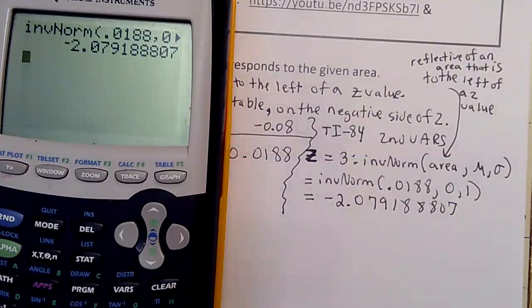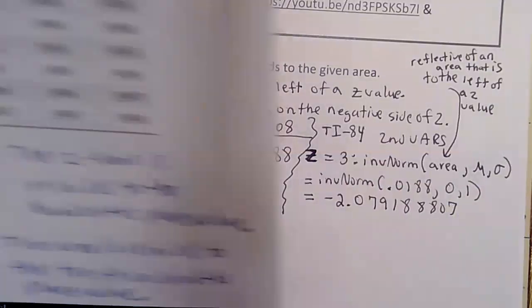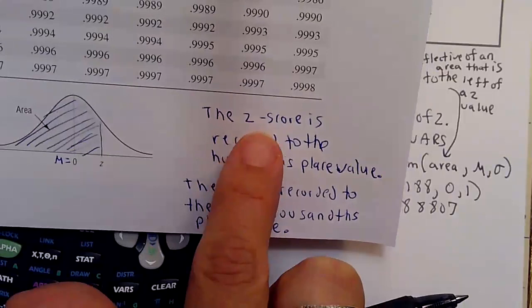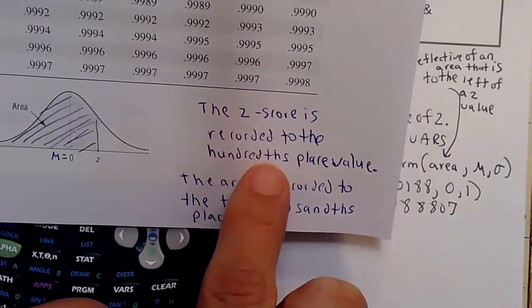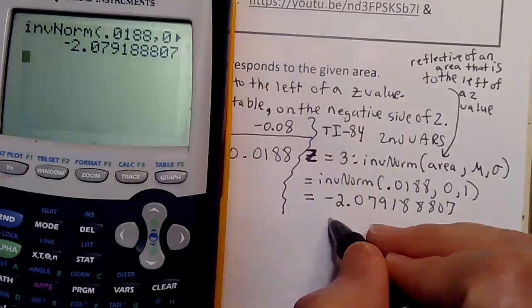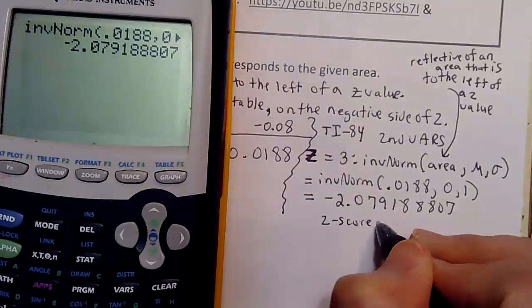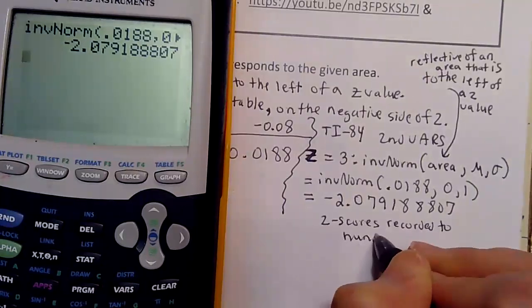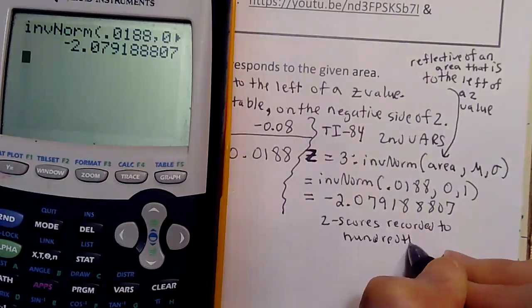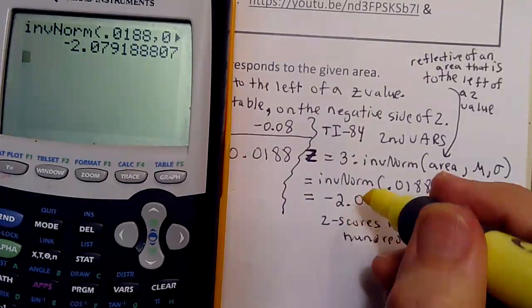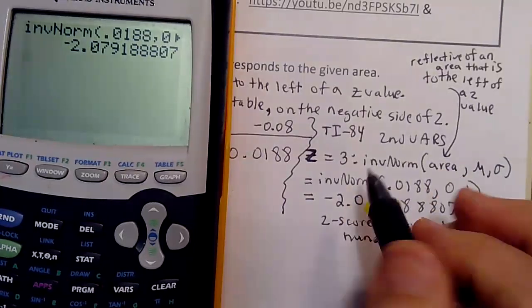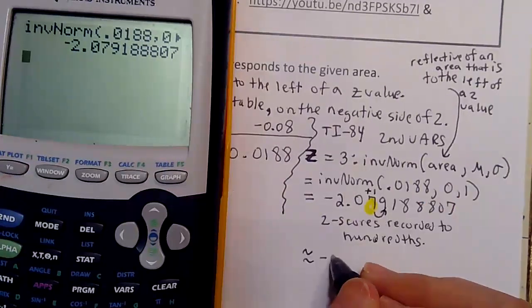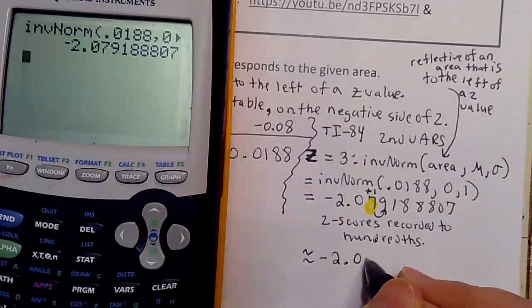Now remember here, areas are recorded to 10,000ths. This is a z-score. Remember what we wrote on our paper? Areas are recorded to 10,000ths, but this is not an area now. This is a z-score. Z-scores are recorded to the hundredths place. Tenths, hundredths. Okay, and then look at the right. Is that neighbor 5 or more? Yep, that's a 9, so add 1 to that. So negative 2.08.